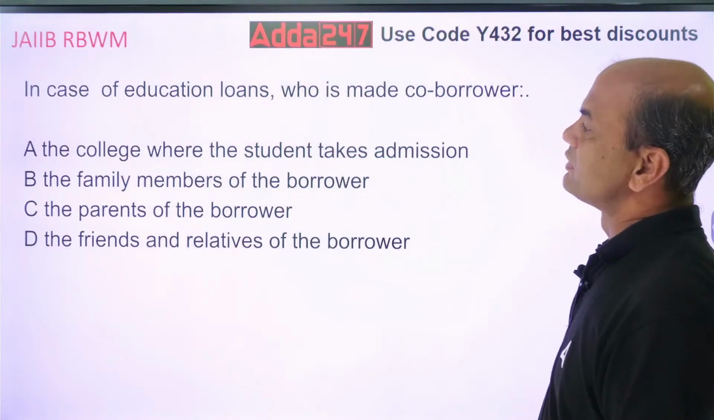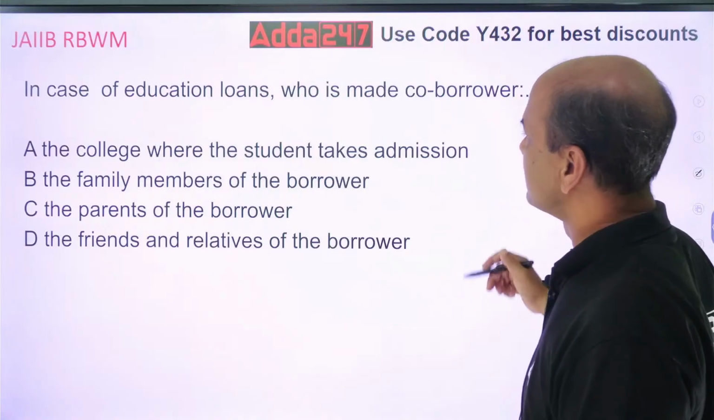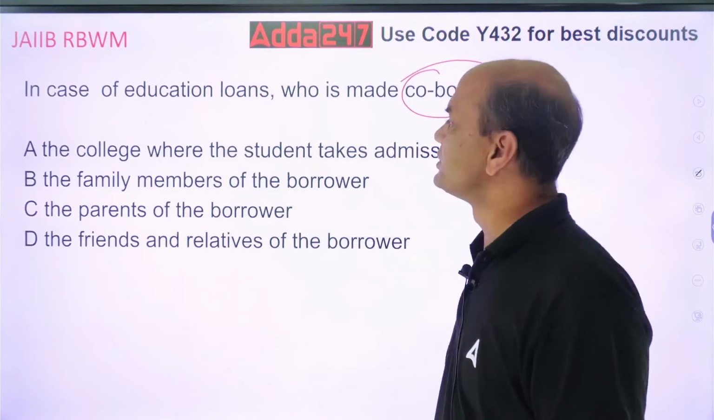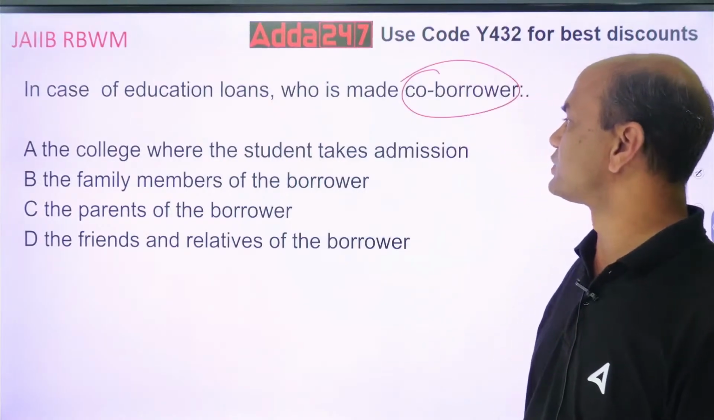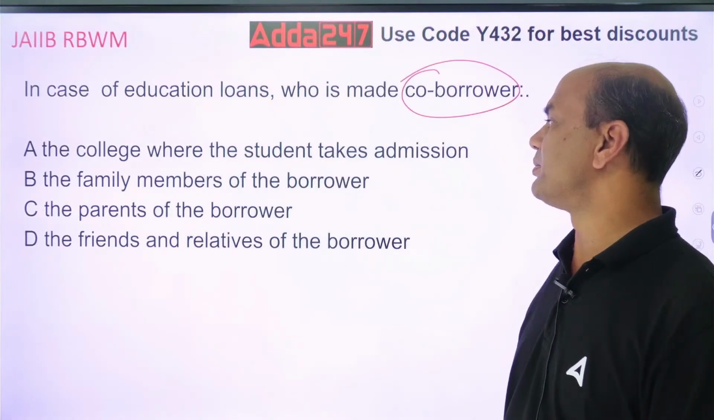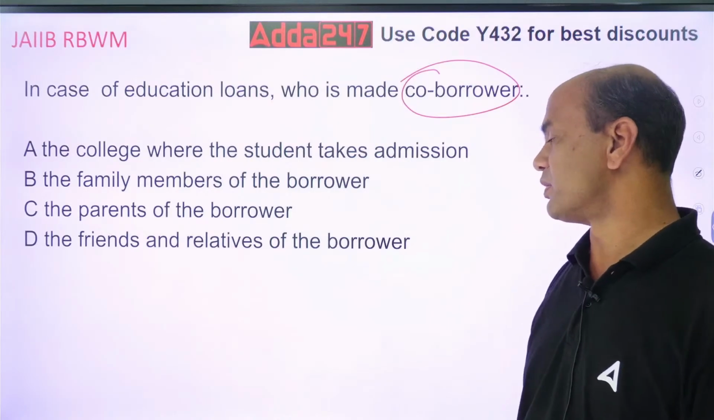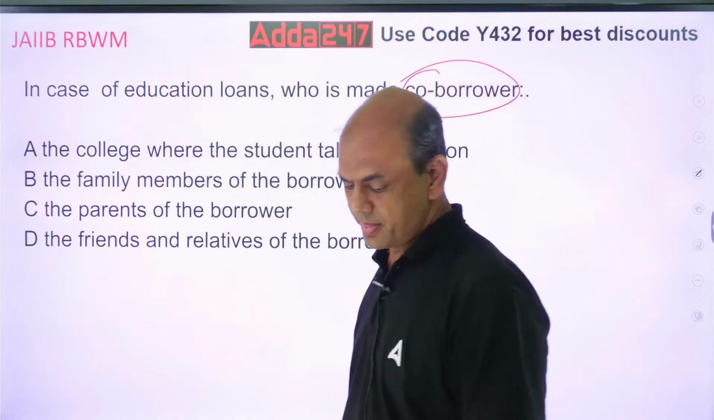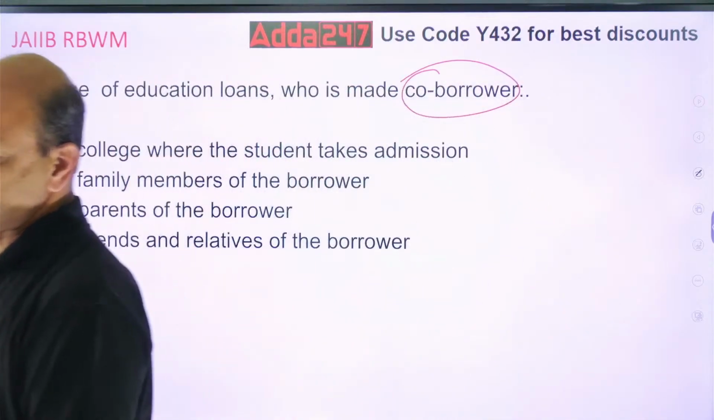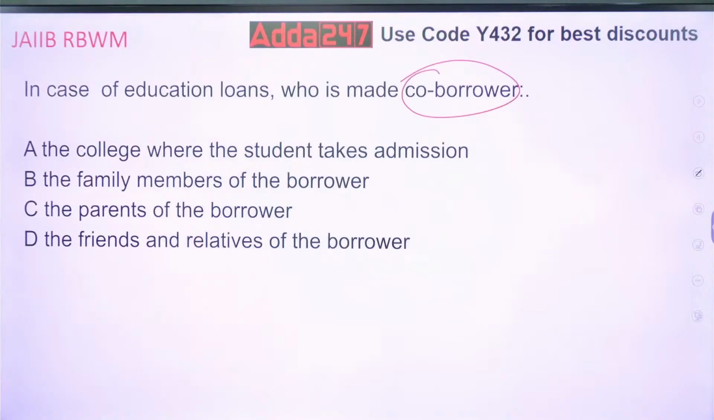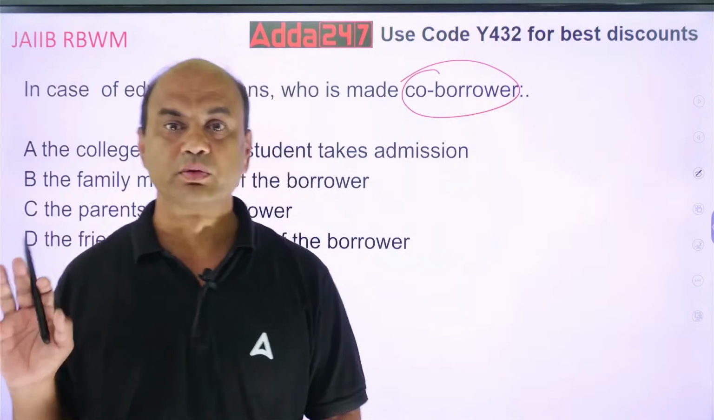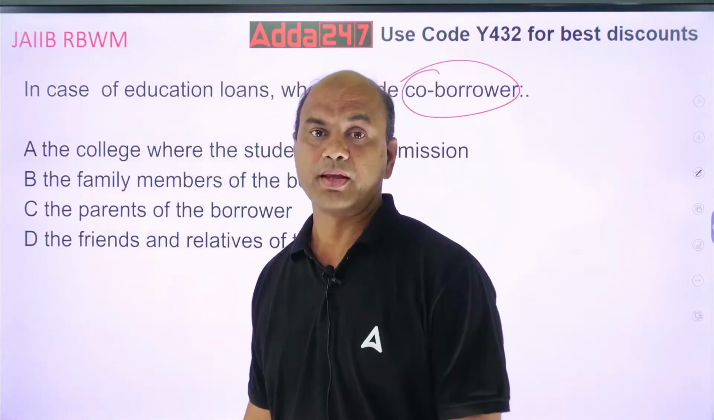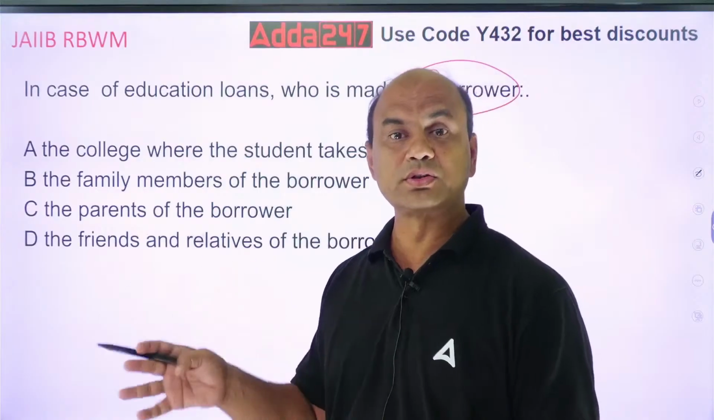In case of education loans, who is made the co-borrower? The college where the student takes admission, the family members of the borrower, the parents of the borrower, the friends and relatives of the borrower. Now, this is a practical question. Many of you might have given education loans. So firstly, you tell me, education loan is given to whom? Is it given to the parents or is it given to the student? Who is the borrower of this loan actually?